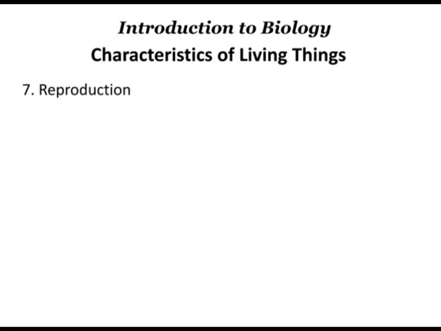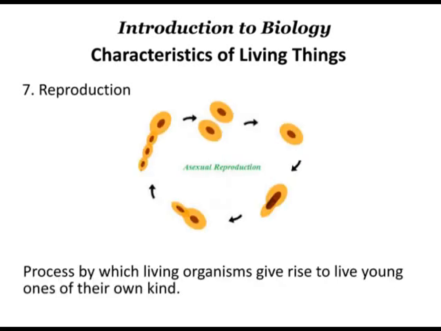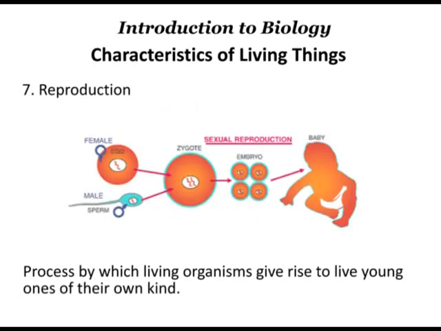Reproduction is the process by which organisms bring forth young ones of their own kind. This can be asexual, where an organism splits into two, or sexual, where male and female gametes fuse.